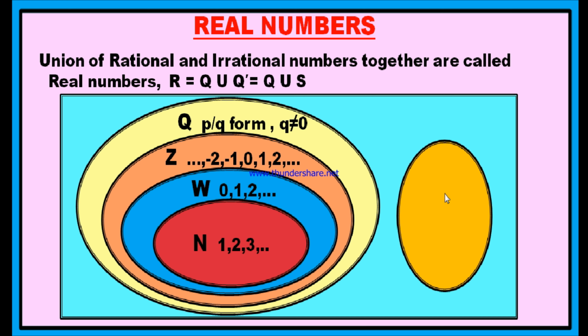The different circle represents the set of irrational numbers. Therefore, the numbers which are not rational are called irrational numbers. These irrational numbers are represented by Q dash or S. Now, if you include the set of rational numbers and the set of irrational numbers together, if you sum up all these rational and irrational numbers, you will get the set of real numbers.